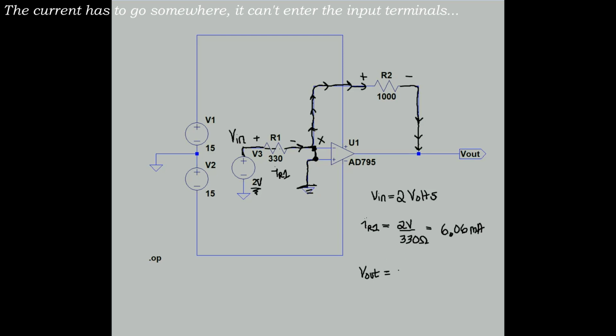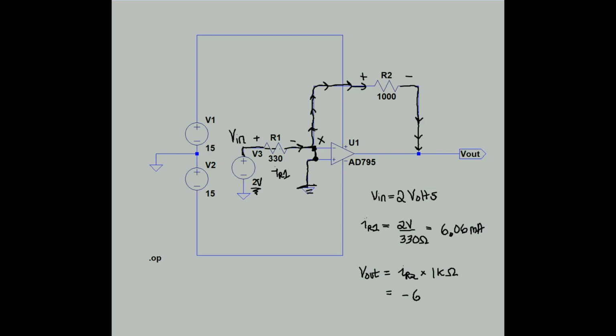So the voltage across R2 is going to be 6.06 milliamps times 1,000 ohms, which gives us 6.06 volts. The polarity is reversed here, minus 6.06. So if you were to measure the output between Vout and common, you'd get minus 6.06.